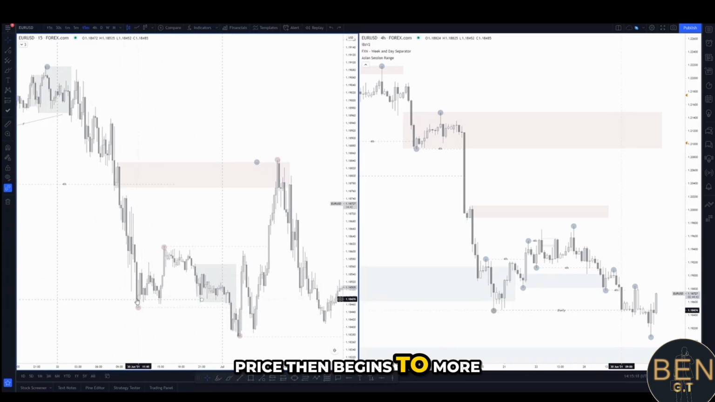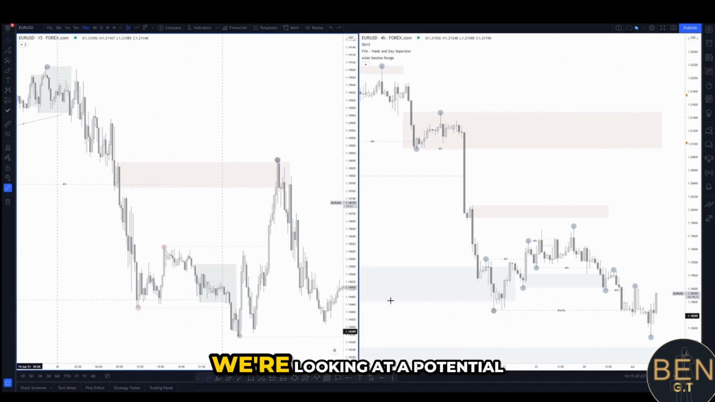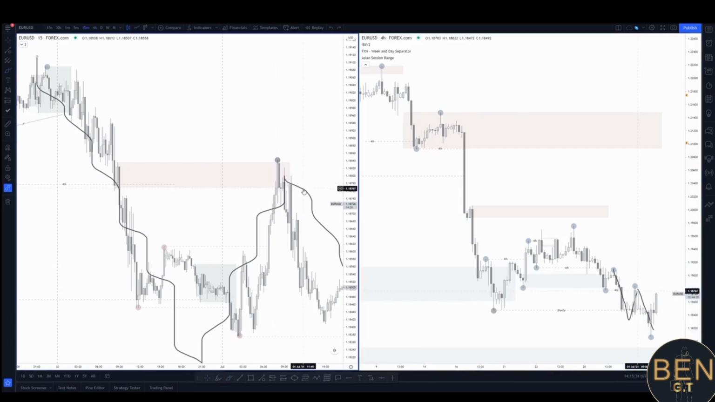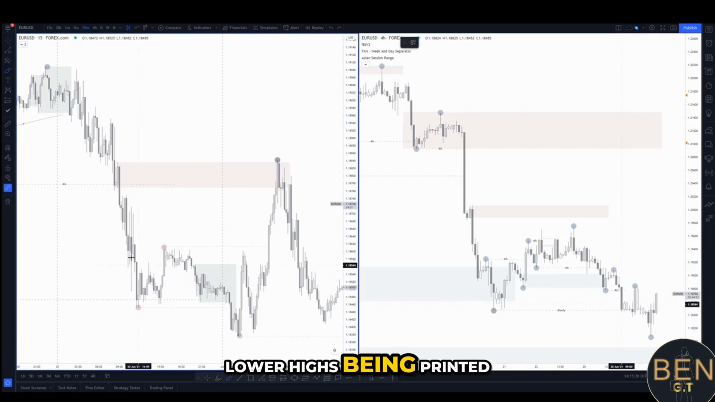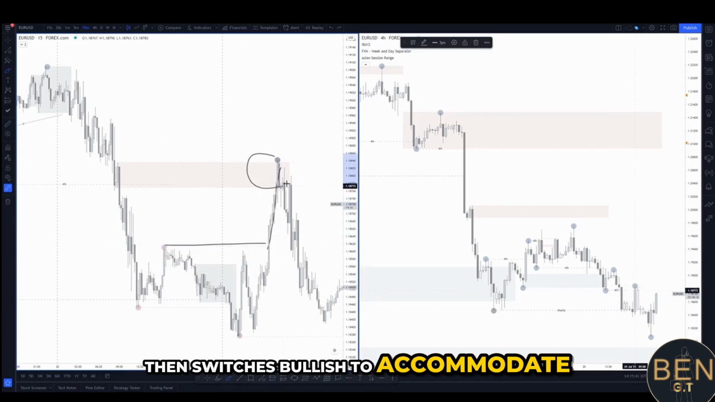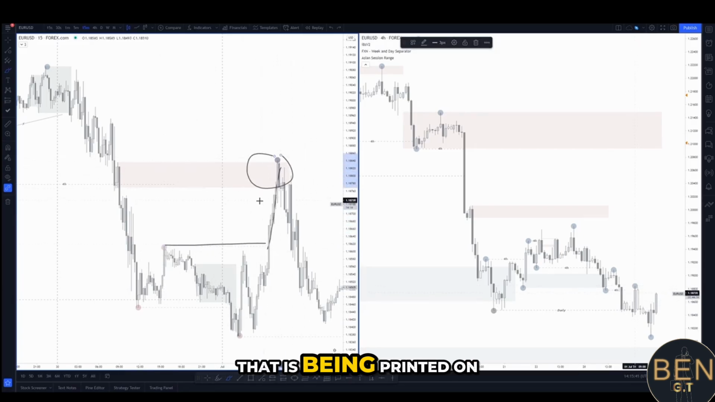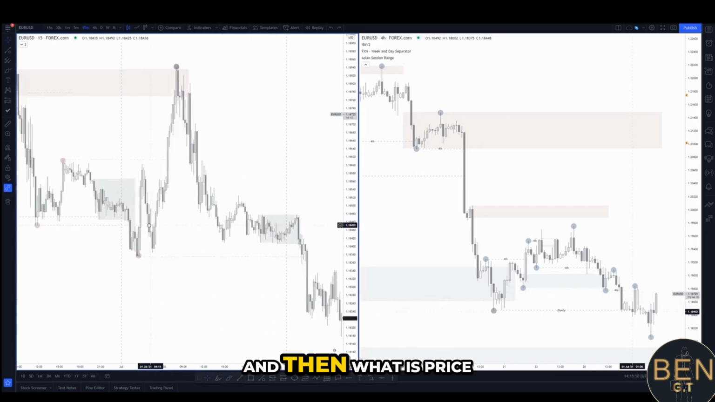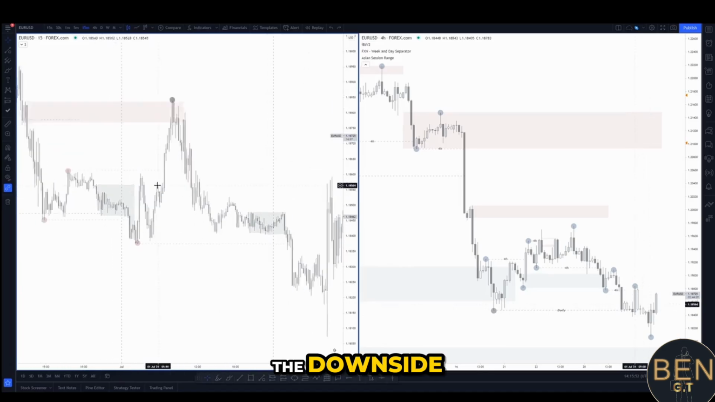Price then begins to more or less move sideways that we can see on a 4-hour chart, but we can get some structure on the 15-minute chart, and which we can see, again, we're looking at a potential pullback on the 4-hour chart because we have something that looks something like that, which is lower lows and lower highs being printed. And what we can see is the 15-minute chart then switches bullish to accommodate that lower high that is being printed on the 4-hour chart. And then what does price do? It continues to move to the downside.